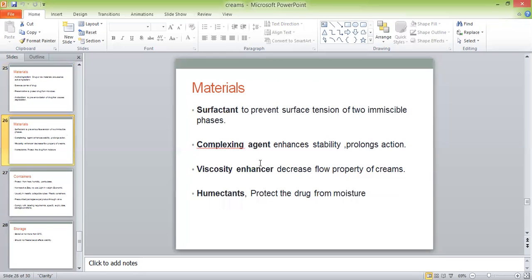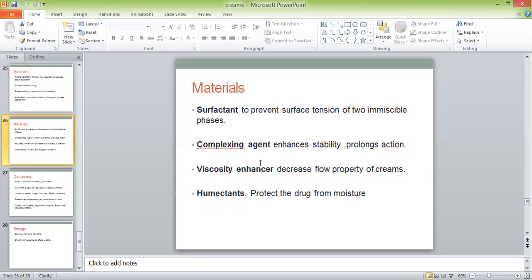And there are different types of surfactants: anionic surfactants, cationic surfactants, non-ionic surfactants. So these are different classes of the surfactants which are used, and examples of surfactants are sodium lauryl sulfate, which is used as a surfactant. Sterile alcohol is used as a surfactant. Polysorbates are also used as surfactants. So complexing agents increase the stability of the drug, and they prolong the action of the drug.